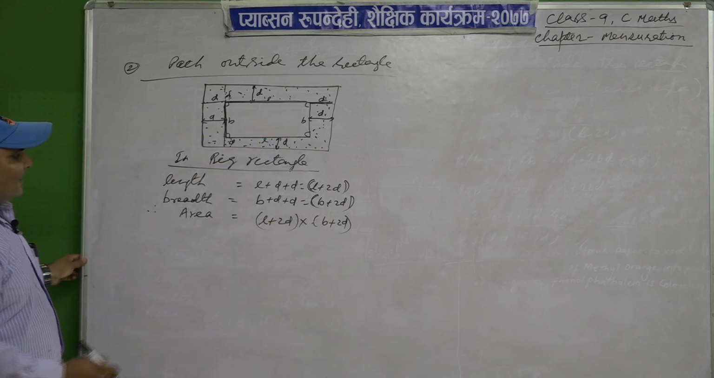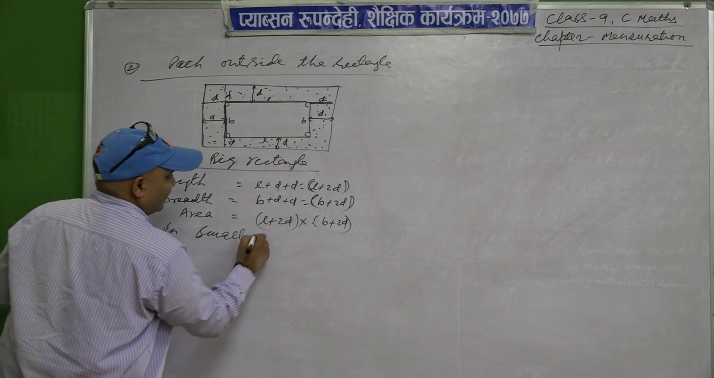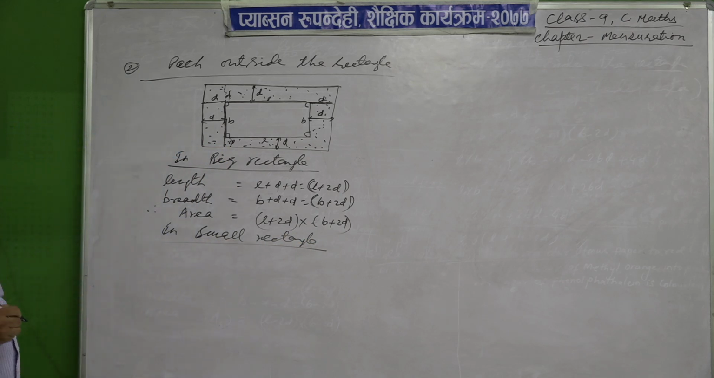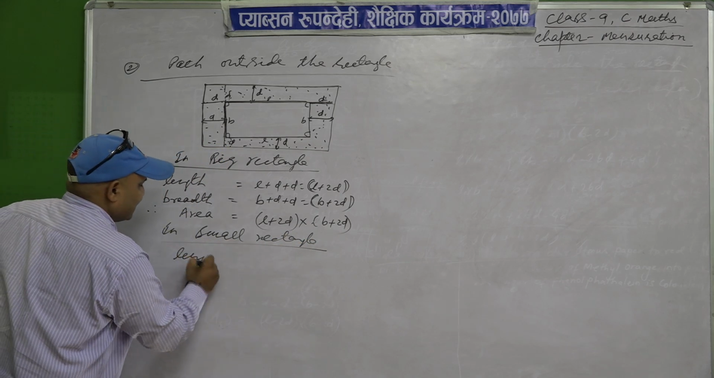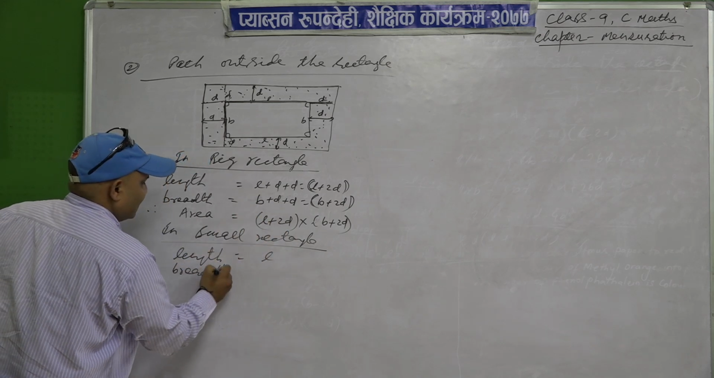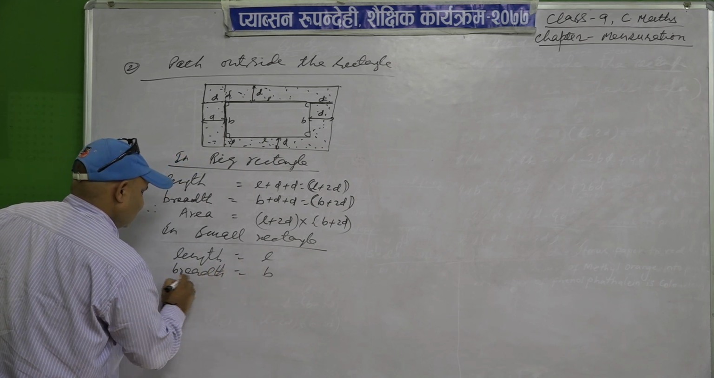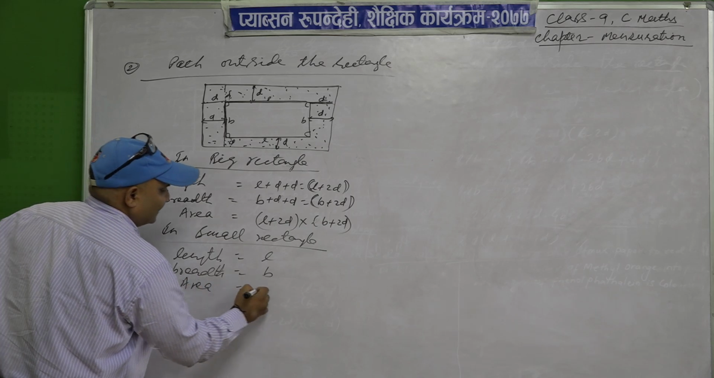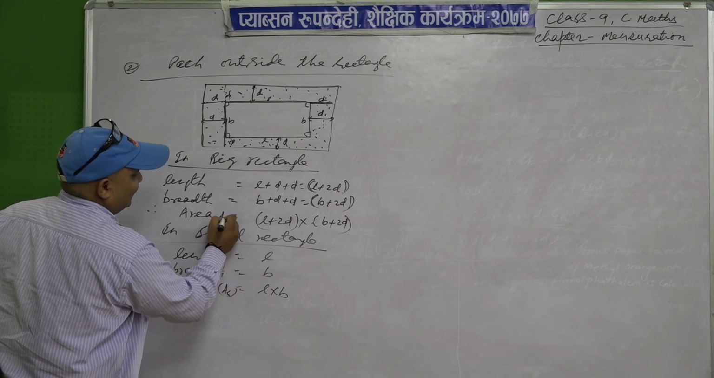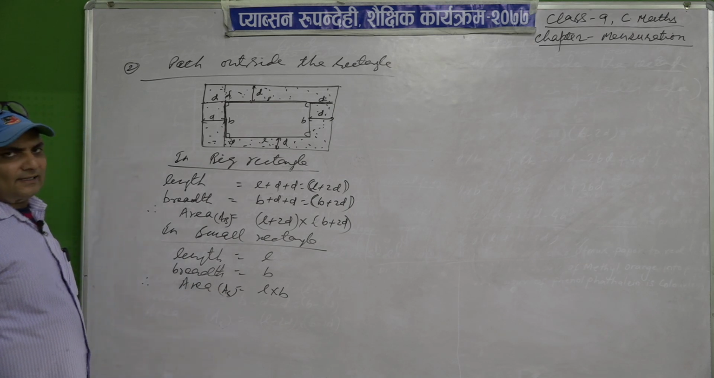Now leave it. Come to the small rectangle, the rectangle which is inside. The length is given as L, the breadth is given as B, therefore the area is equal to L into B. You can write the area here as AS and the other as AB. AB means area of the big rectangle, AS means area of the small rectangle.